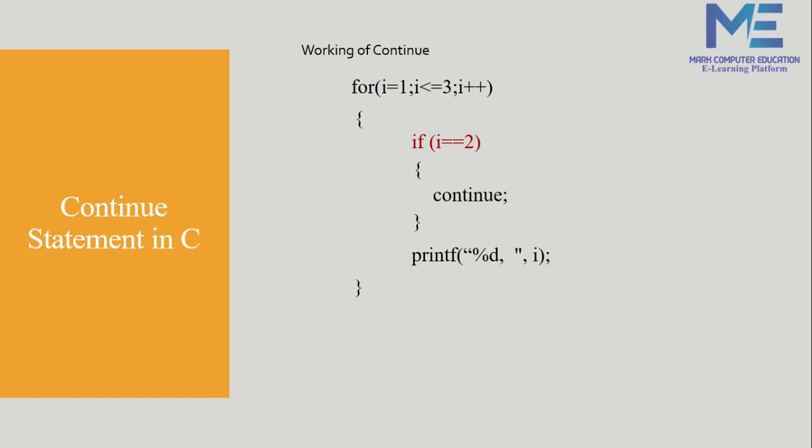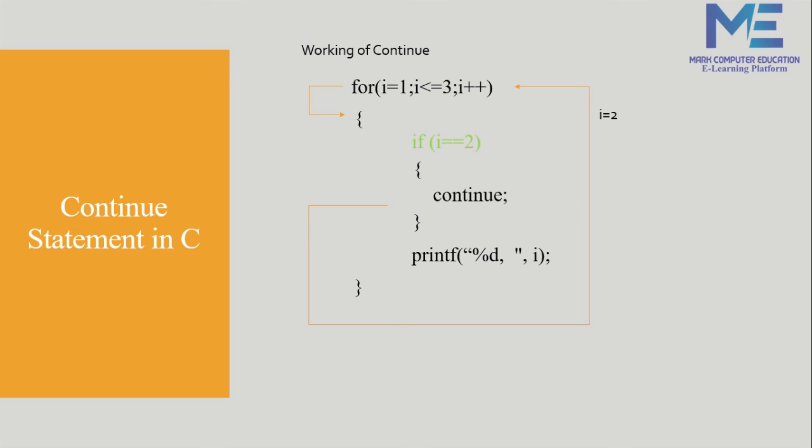So again the compiler will enter the loop. It will again check the condition, and now the value of i has become 2. So the condition becomes true. So the compiler will directly continue my loop. It will not execute my for loop body.